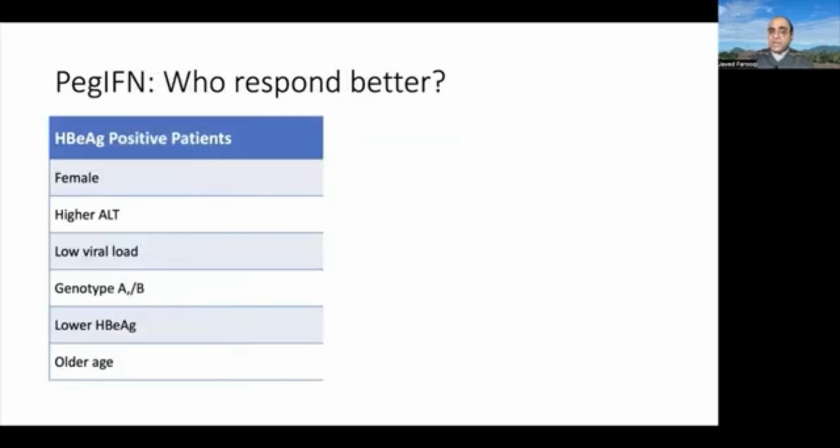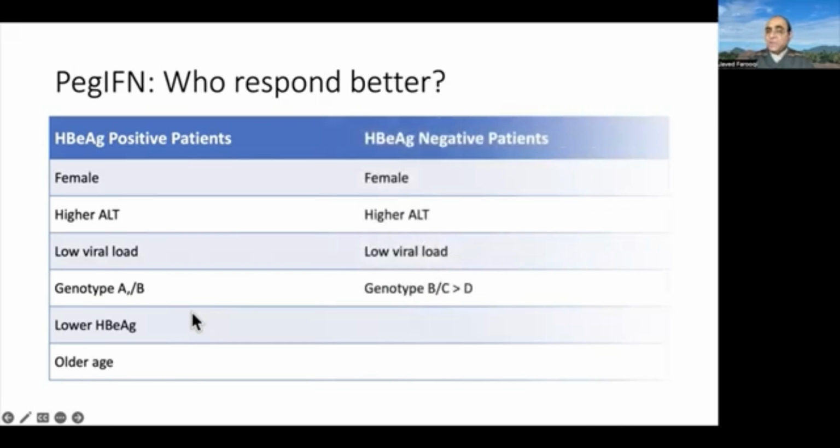Whom to give pegylated interferon? Who responds better? If a patient is HBe antigen positive, and the patient is female with higher ALT, low viral load, genotype A or B, lower HBe antigen titers, and older age, these are the good responders for pegylated interferon. For HBe antigen negative hepatitis B patients, if the patient is female, with higher ALT, low viral load, and genotype B and C, they are better responders than genotype D.